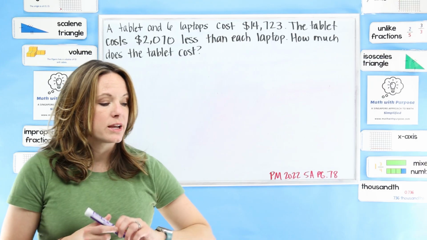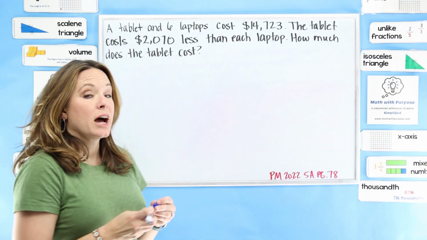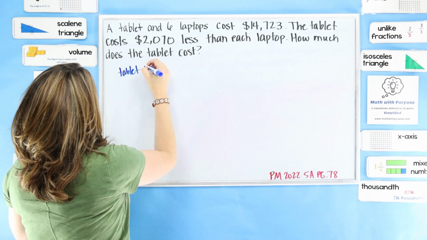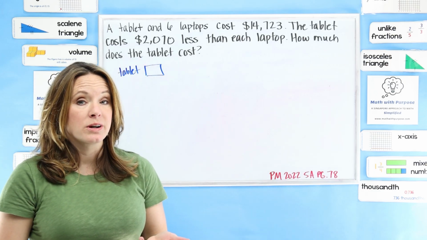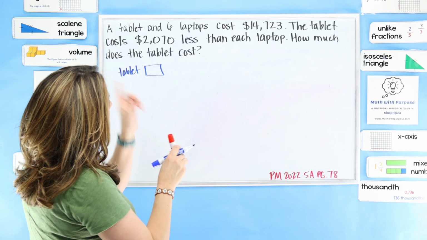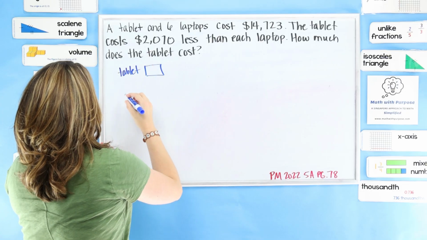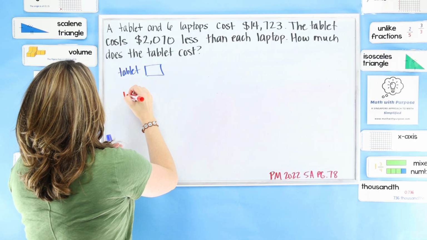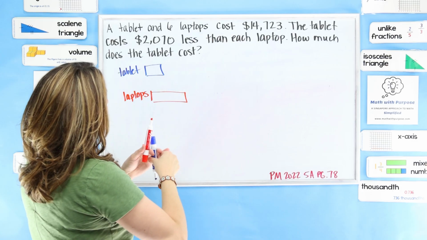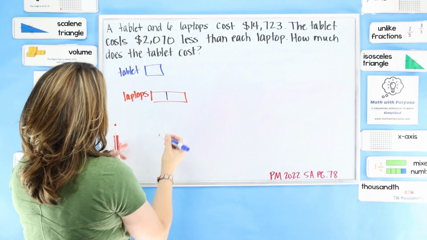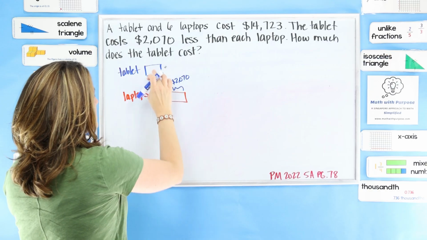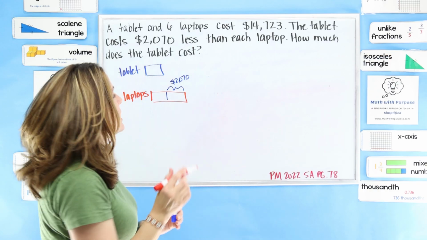So I'm going to start by just sketching here about the tablet and the laptops. So I know I have a tablet, right? And we know that that costs some money. Do we know how much that tablet costs right now? No, we don't. We also know that we have a laptop, but what do we know about the laptops? We know each laptop is going to have part of this, right? It's going to have part of the cost of the tablet because it's actually $2,070 more, because this is less than that. And how many laptops do we have? We have 6 of them.